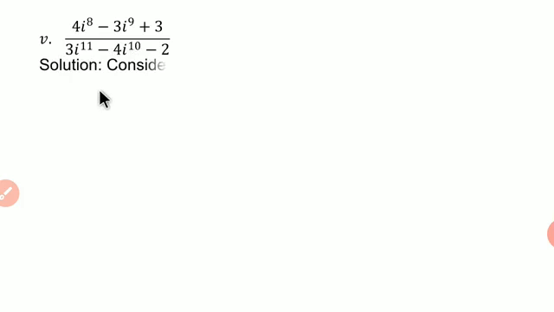Now see example number 4. It is (4i⁸ - 3i⁹ + 3)/(3i¹¹ - 4i¹⁰ - 2). Solution: consider 4i⁸. We consider this expression first. Now to simplify this, our aim is to use the result for powers of i.